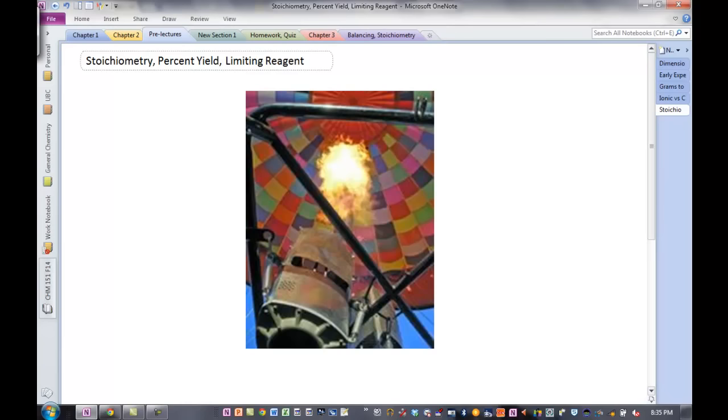So a reaction you are probably familiar with. This is the combustion of propane. And propane has the formula C3H8. All right, so you see it here being used to fill up this hot air balloon with gas molecules, and we'll talk about what those are in just a minute. So let's focus on, for pretty much the rest of this pre-lecture, this combustion reaction of propane.